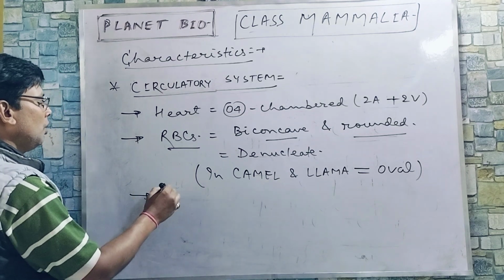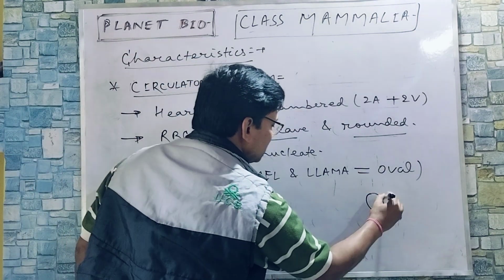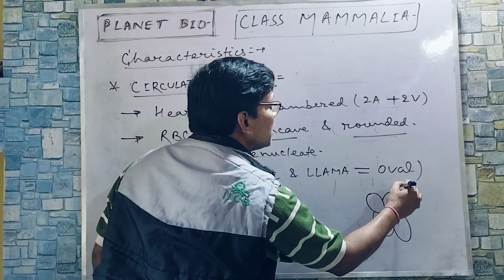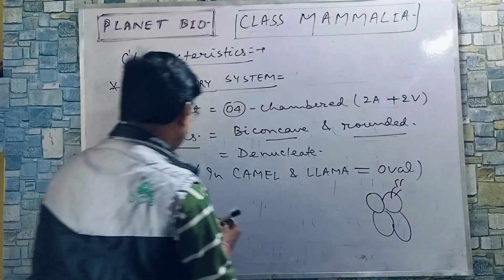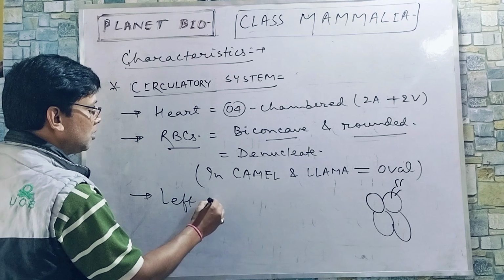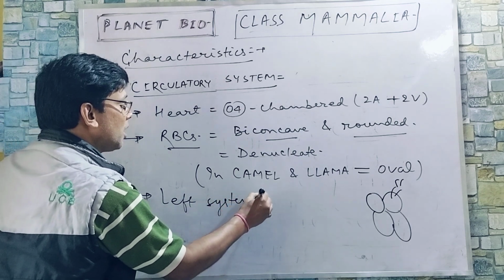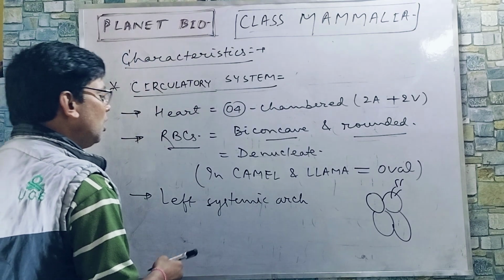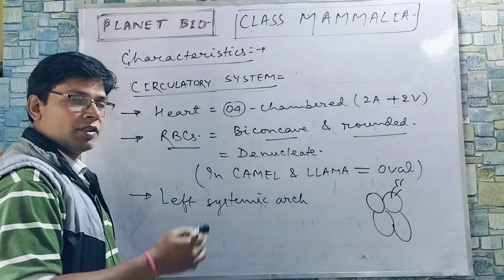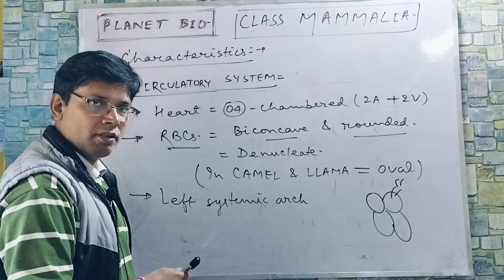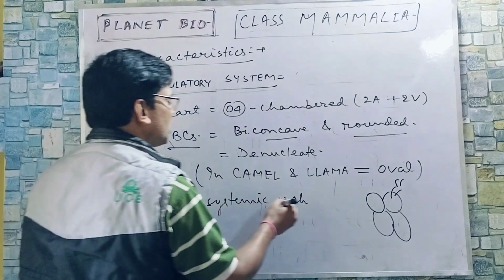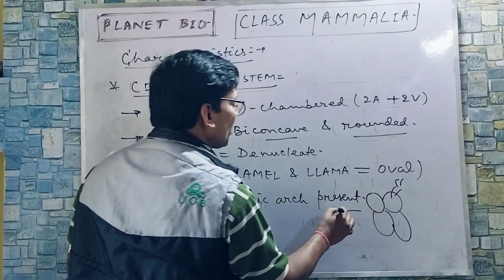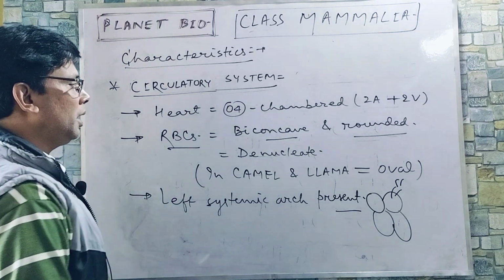And in the heart, only the left systemic arc is there. Left systemic arc. The right systemic arc is present in aves, and both of these, left and right, are joined by the foramen of Panizzi. In reptiles, the left systemic arc is dominating, that is present. Okay. Next.